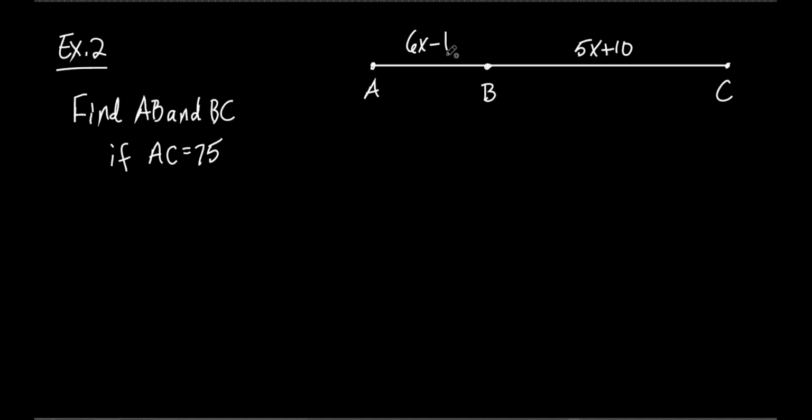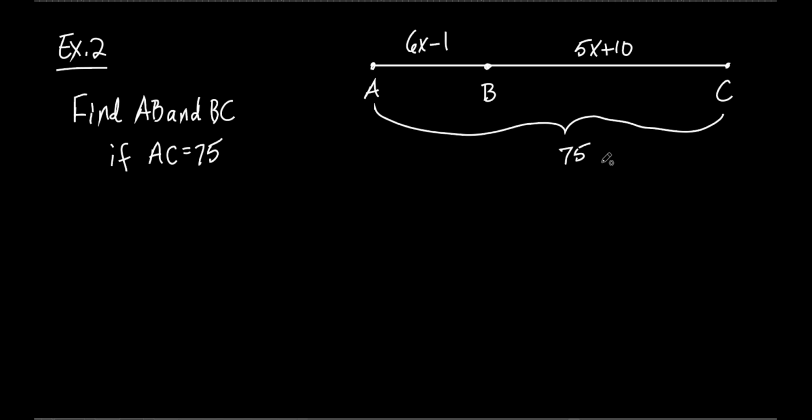Just like we did before, what's true about AB and BC compared to AC? What can I do to AB and BC to get the whole thing? Now, it's not half. I never said this was halfway, did I? So we're not saying half, right? But I remember I had that 3 and that 5. That 3 and that 5 added up to be what? 8. So what are you going to do with these? Watch. This whole thing, what did we say AC was? 75. So that might help a little bit. So what do we do with those two things? What do I do with that 6x minus 1, and what do I do with that 5x plus 10?